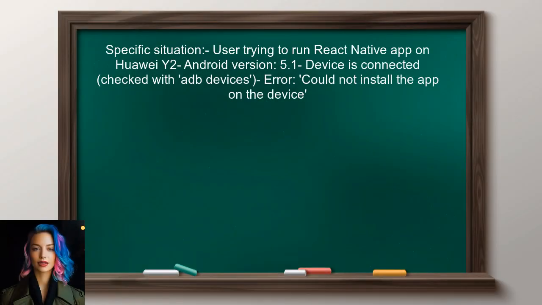Let's dive into the specific situation at hand. One user mentioned that they are trying to run their React Native application on a Huawei Y2 device with Android version 5.1. They confirmed that the device is connected and even checked with the command adb devices. However, when they run react-native run-android, they encounter an error stating that the app could not be installed.